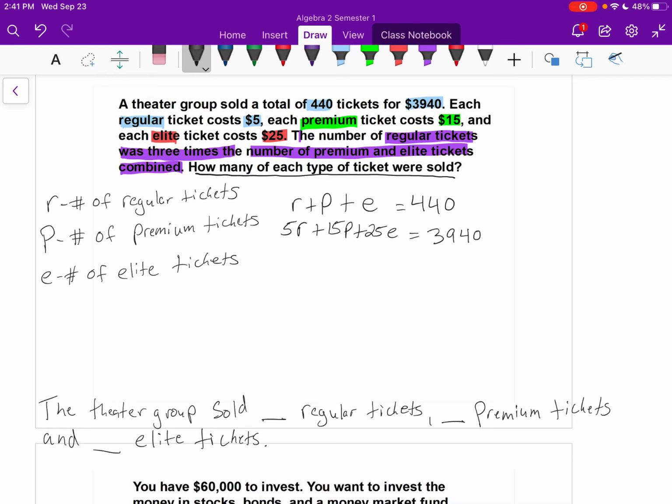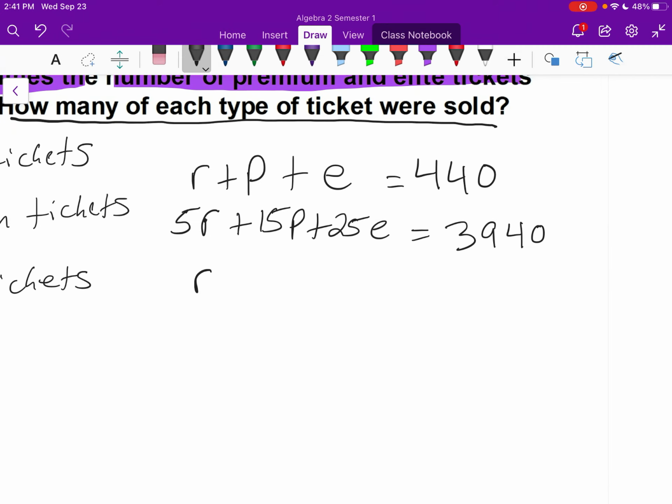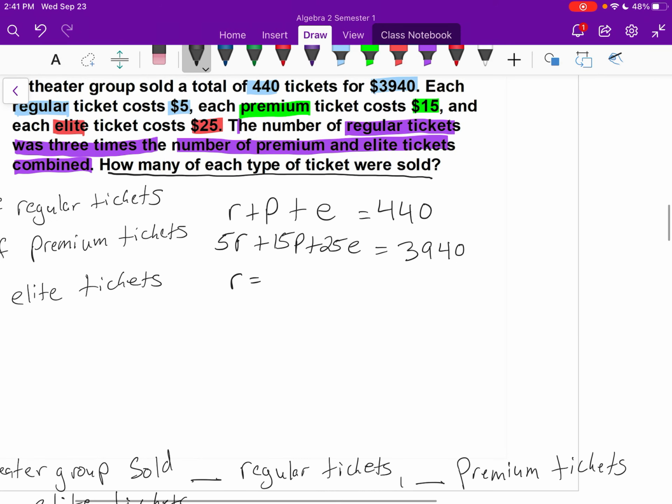Now again, that third equation has got to come from our purple highlighted part there. So regular tickets was, I'm going to say R equals 3 times something, the number of premium and elite tickets combined. So we got to think about this, because we're doing 3 times that combination of the two. So 3 times the quantity of P plus E, because we have to combine those before we multiply by that 3. Now we have that system of equations.